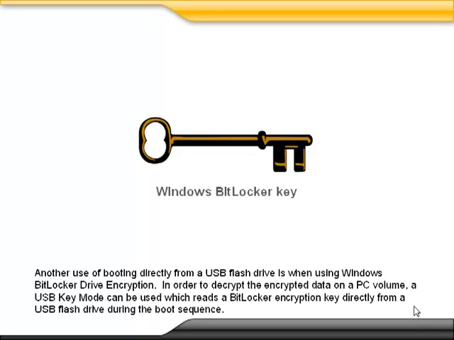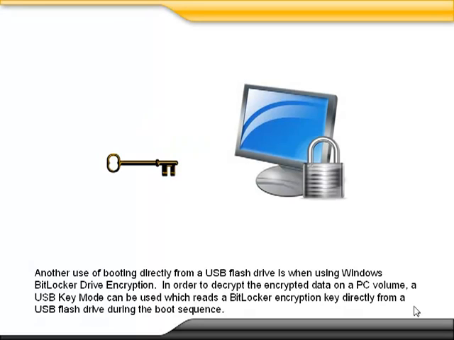Another use of booting directly from a USB flash drive is when using Windows BitLocker drive encryption. In order to decrypt the encrypted data on a PC volume, a USB key mode can be used which reads a BitLocker encryption key directly from a USB flash drive during the boot sequence.